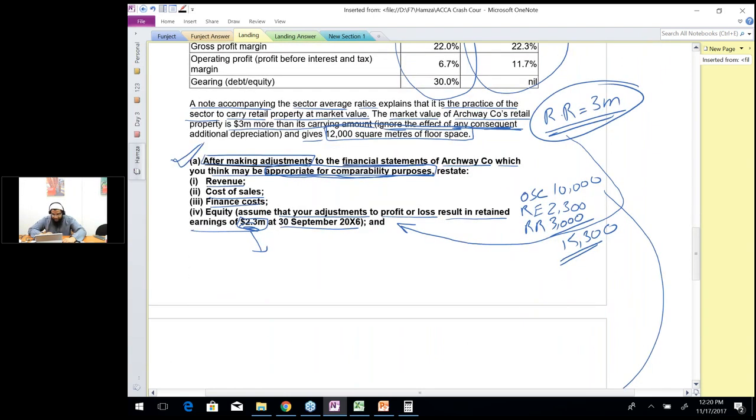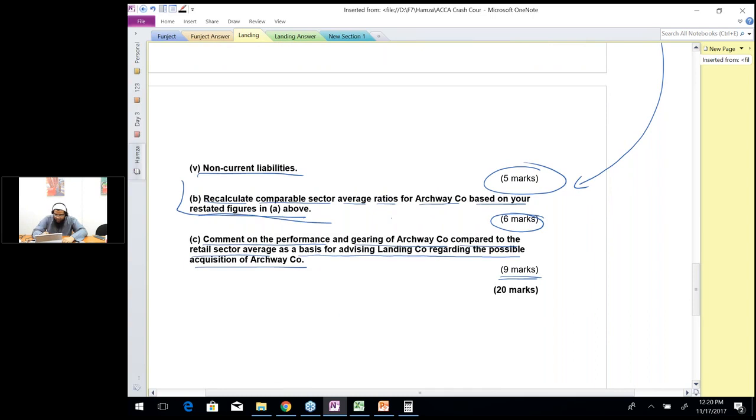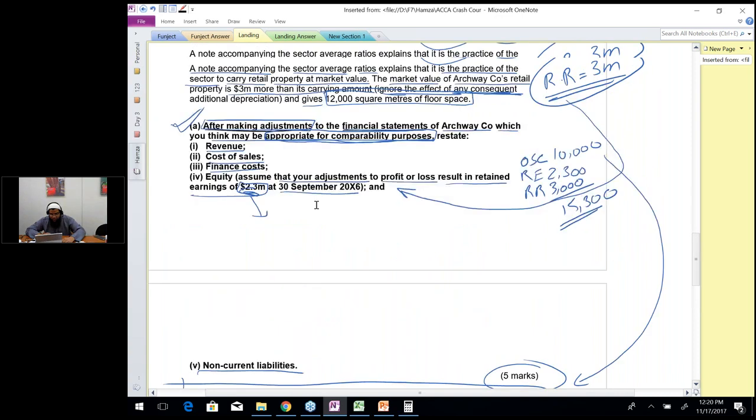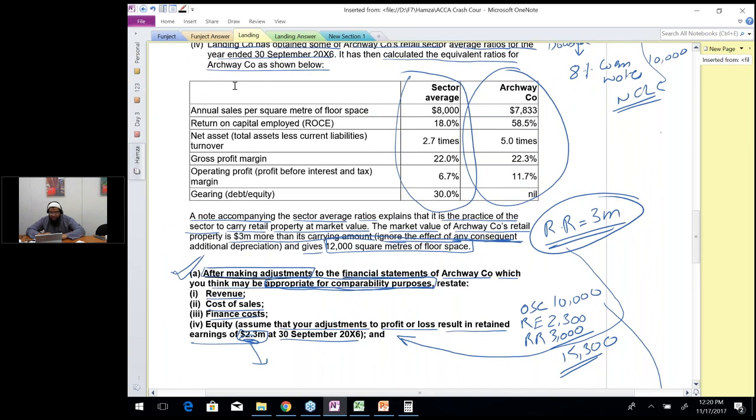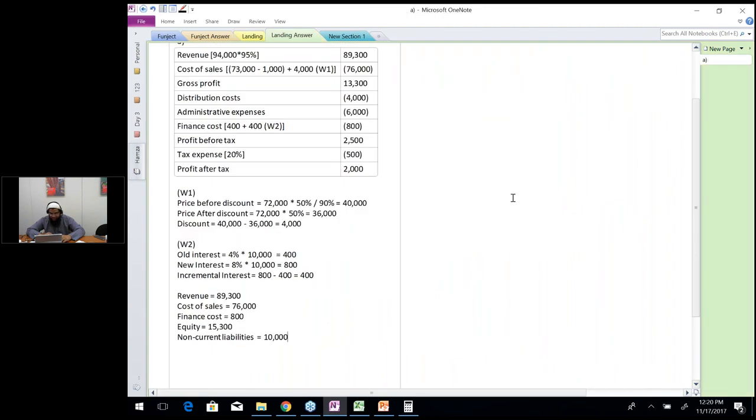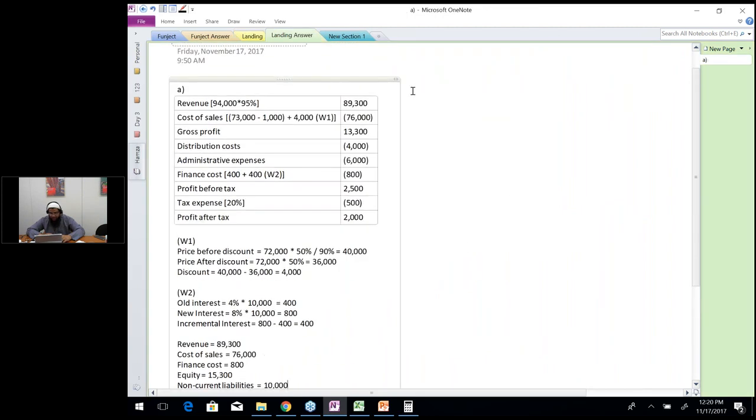Let's solve part B. In part B, the question says to recalculate the comparable sector average ratios for Archway company based on your restated figures in A. So we have to recalculate these ratios, 1, 2, 3, 4, 5, and 6 ratios. So let me write this over here. I'm going to calculate part B now, where we are going to start with the ratios as annual sales per square meter.